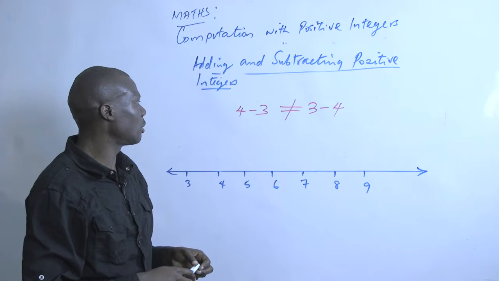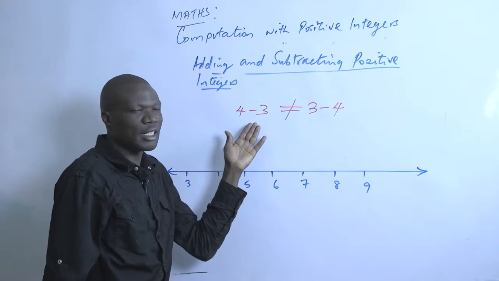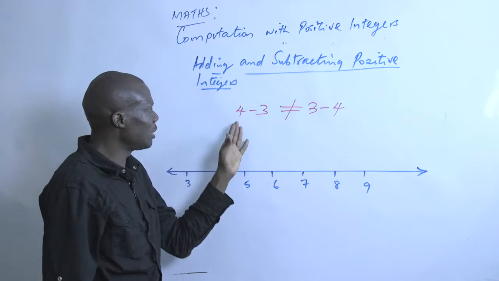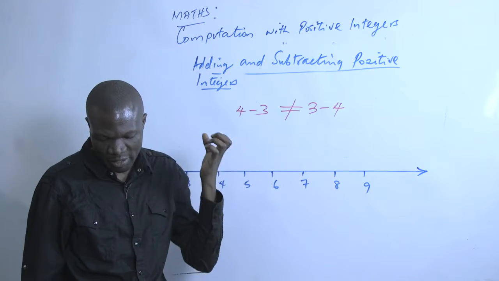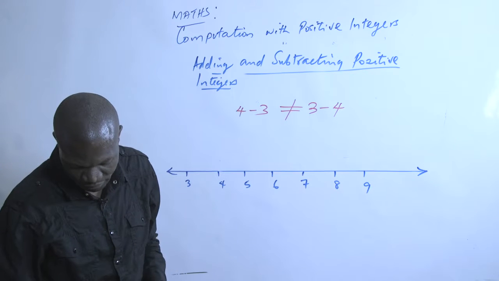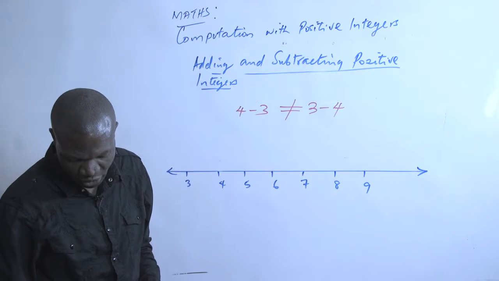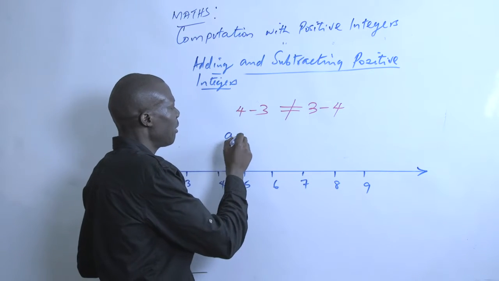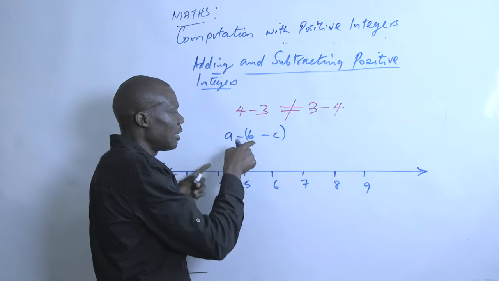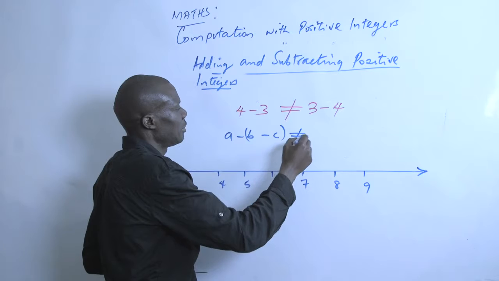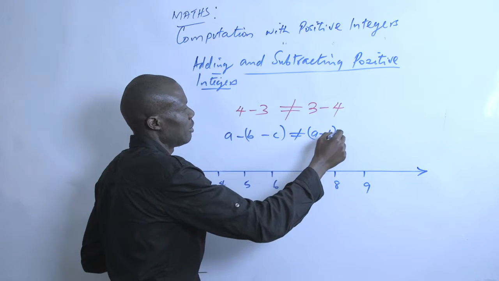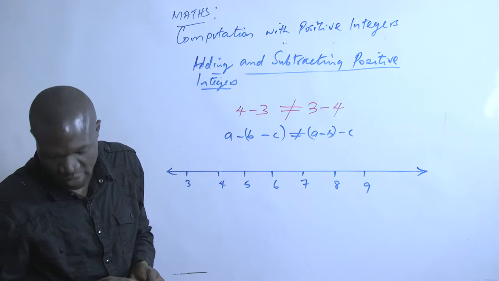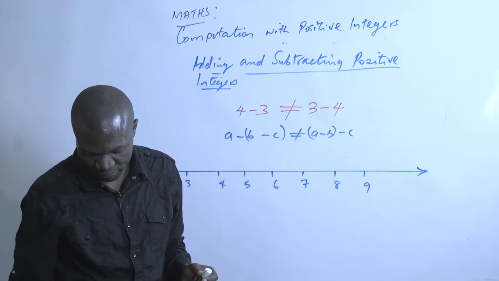Now, looking at subtraction, we find that 4 minus 3 is not the same as 3 minus 4. So the order of digits while subtracting is very important. We cannot interchange. At the same time, if we decide to group them, we shall find that it's not true that A minus B minus C is the same as A minus (B minus C). So we cannot use that while subtracting.